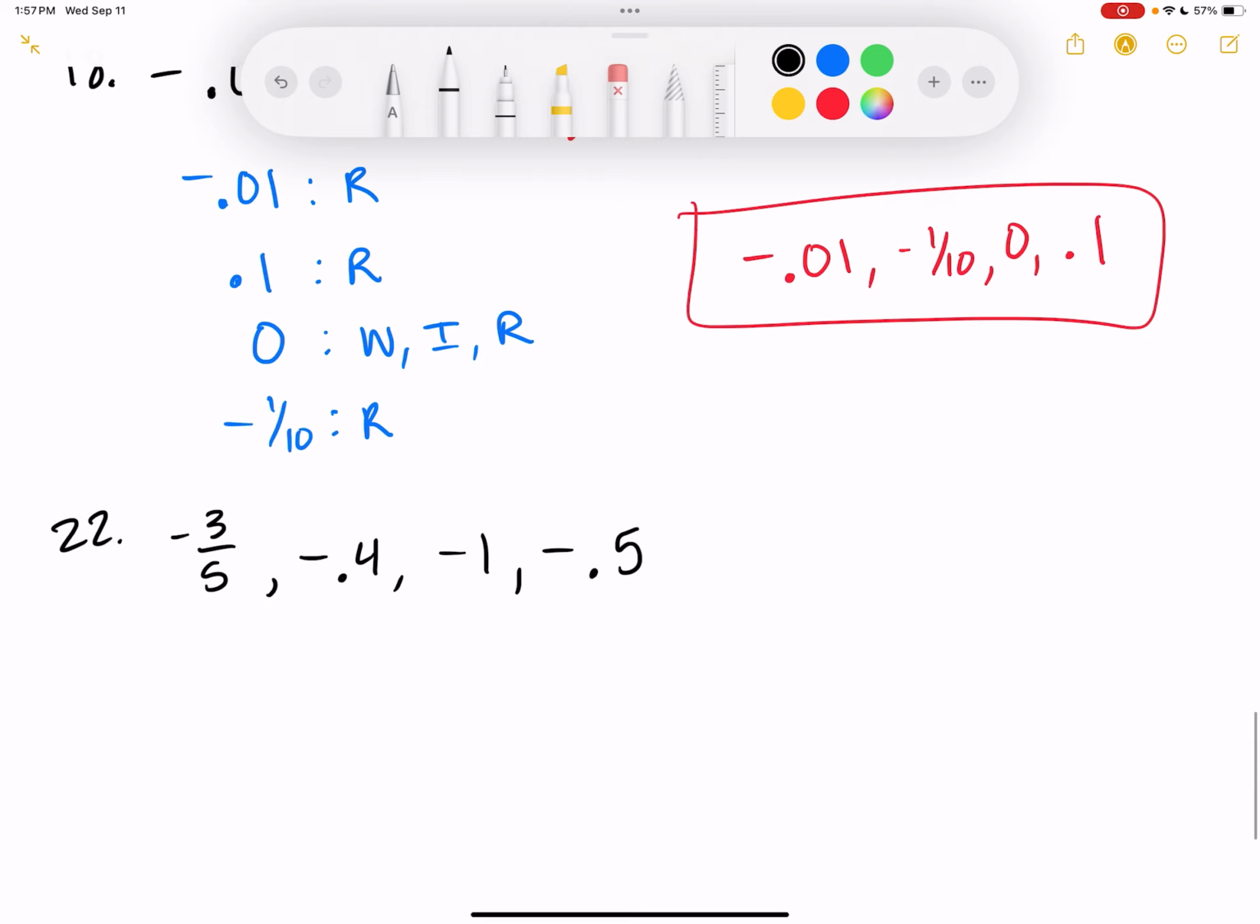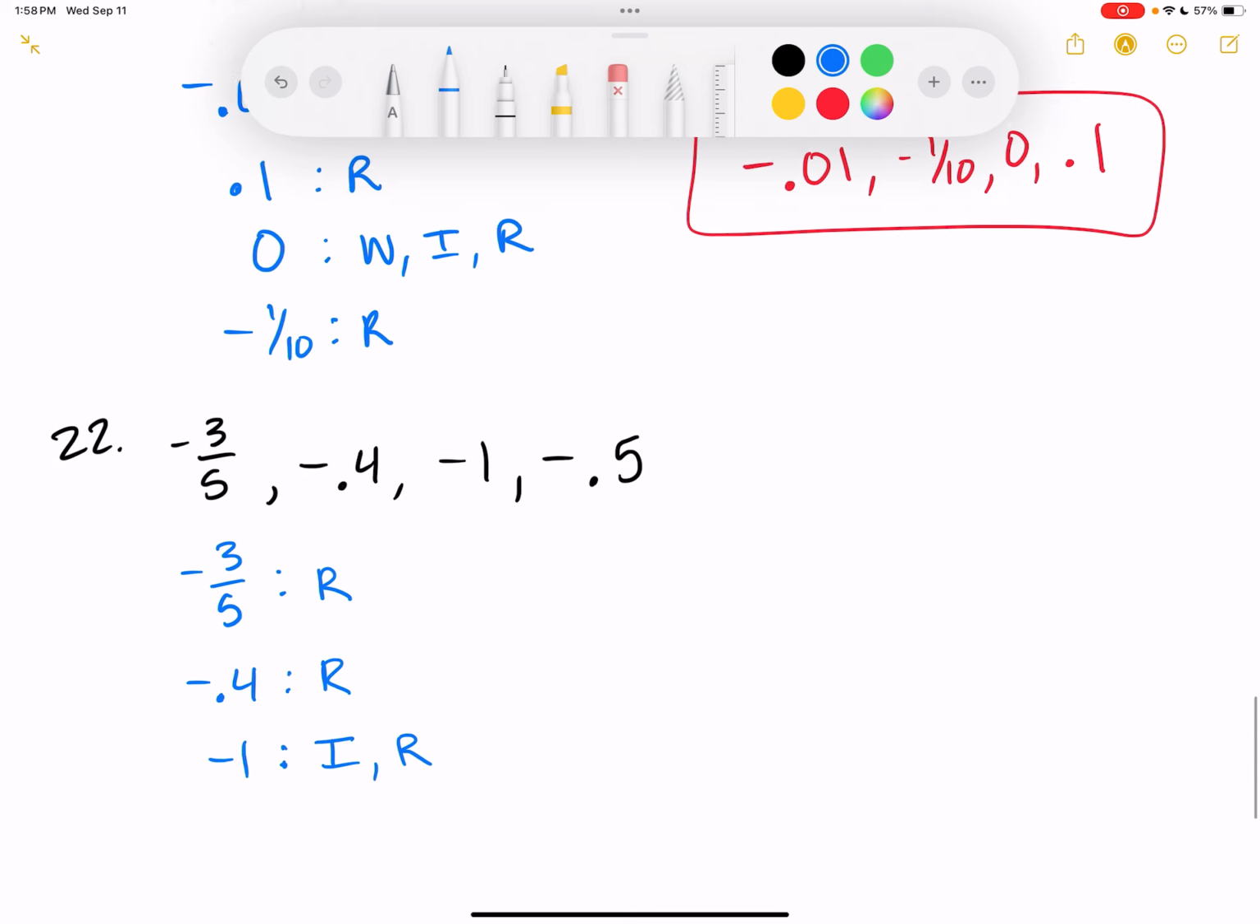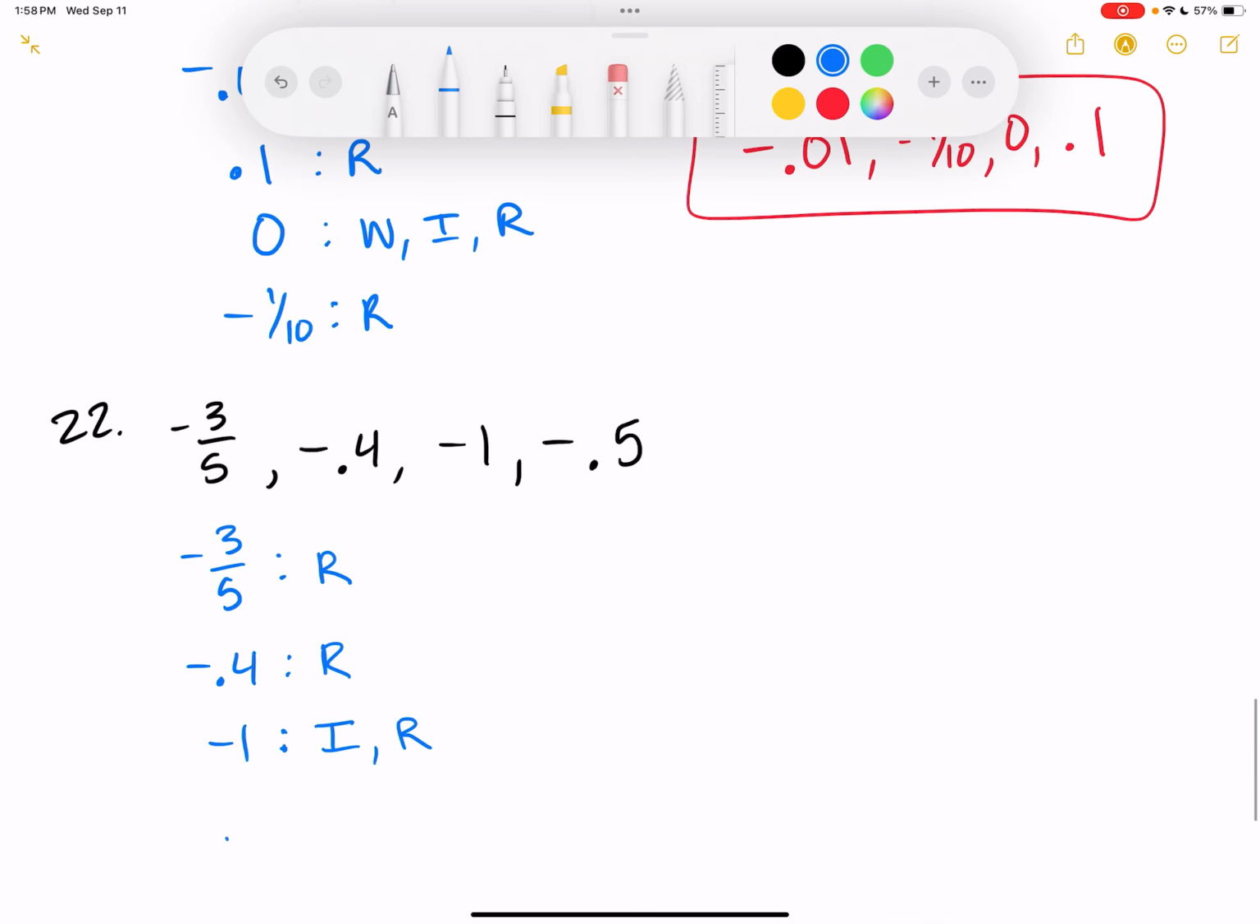All right, classifying negative 3/5. What is it? Rational. Negative 0.4: rational. Negative 1: integer and rational. And negative 0.5: rational. Yep.